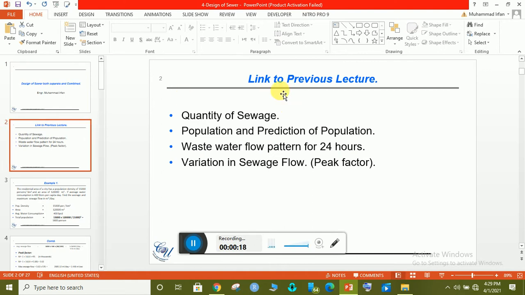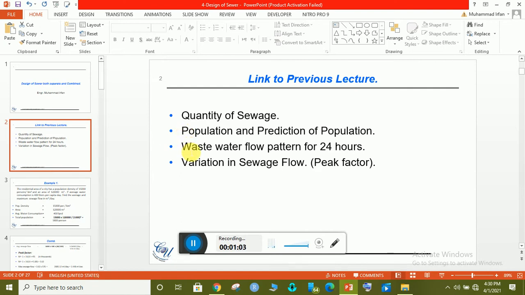In the previous lecture, we discussed some important topics, which is the estimation of the quantity of sewage, how to estimate the volume of wastewater that is produced by any population, and we also did the population forecasting, which is an important factor in the estimation of the quantity of sewage, and also an important factor in the design of sewerage system, sewer system.